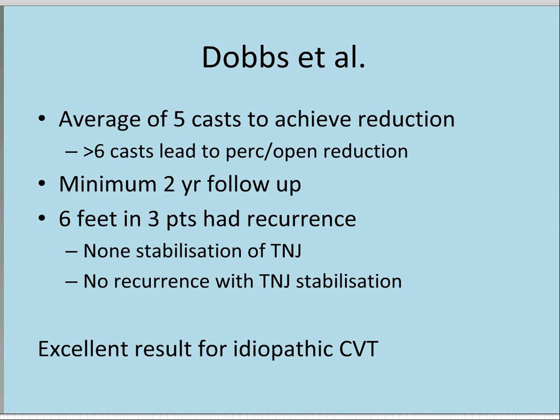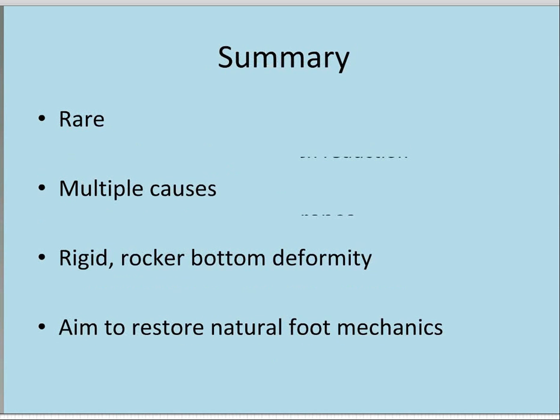So in summary, it's quite a rare condition, about 1 in 10,000. There are lots of different causes, and the most obvious deformity is rigid rocker bottom deformity. So in treatment, if it's picked up early as idiopathic, then the reverse Ponseti casting seems to be the way to go.